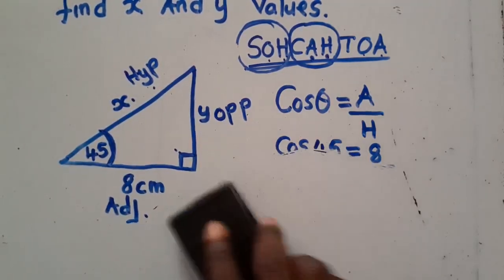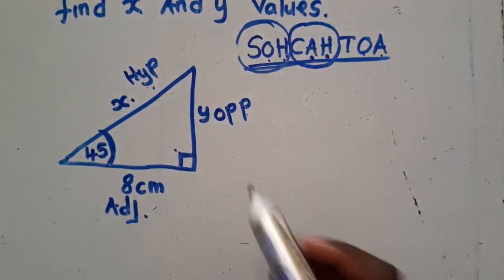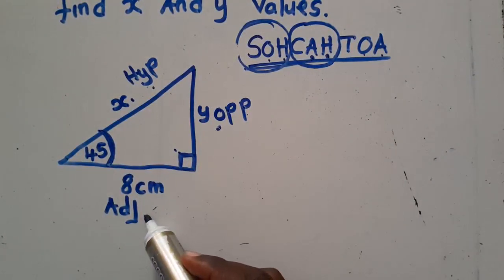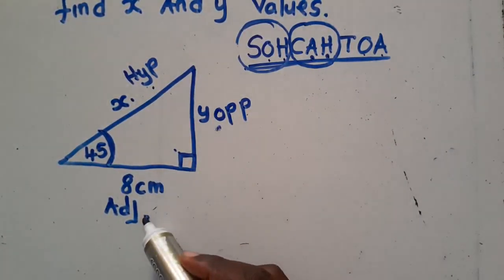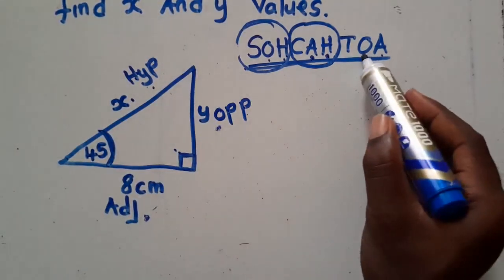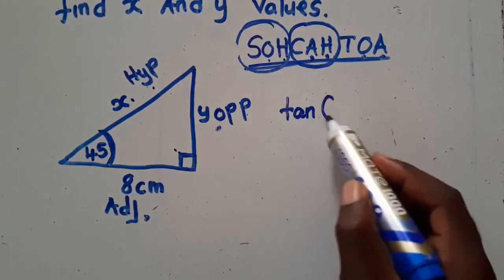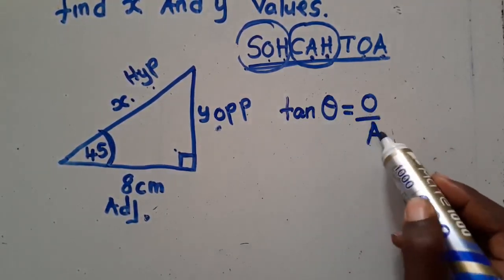So we've answered x. We now go to y. So we want to find y. So y is here. Opposite and what? Adjacent. Opposite is there, adjacent is there, which means we are going to use tan. So I'm going to say tan theta is equal to opposite over adjacent.